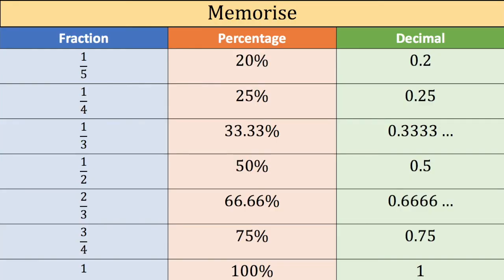So here is just a little table of the ones that you should make sure you have memorized. 1 over 5, 1 over 4, 1 over 3, 1/2, 2/3, 3/4, and 1. And of course, this 1 is 100%. If it was 2, it would be 200%, so on. And a lot of these, you should maybe know, like if I showed you 2 over 5 or 3 over 5, you should know that as well. But this is a good basis of what you should know.